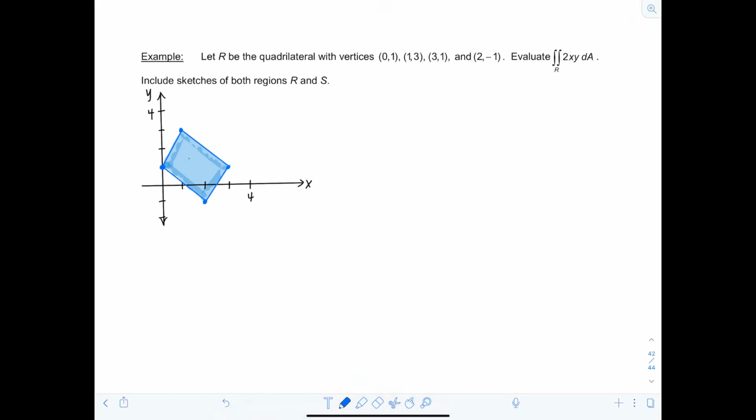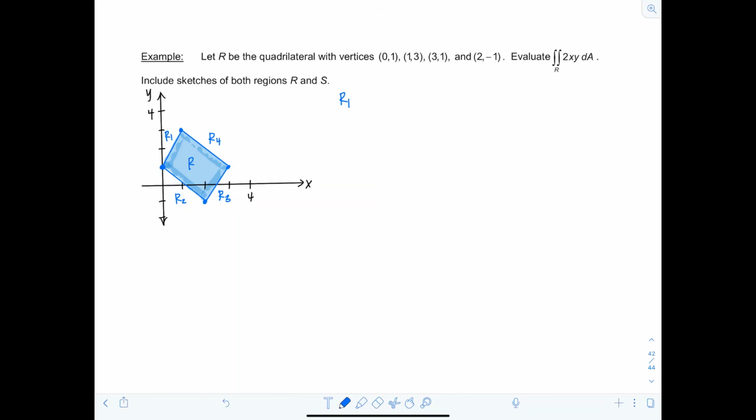So here's R. I'm going to label it. The boundary has 4 pieces, right? Here's R1, R2, I'm just numbering them however I feel like, R3 and R4. Okay, so I'm going to find equations to represent each of those line segments. And then usually the best transformation will reveal itself. What do I mean? Just wait and see.